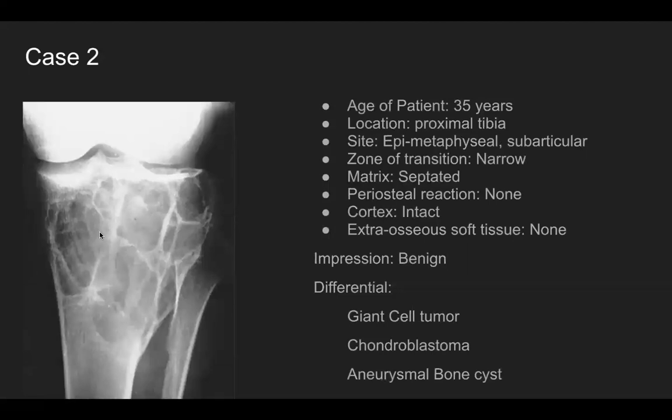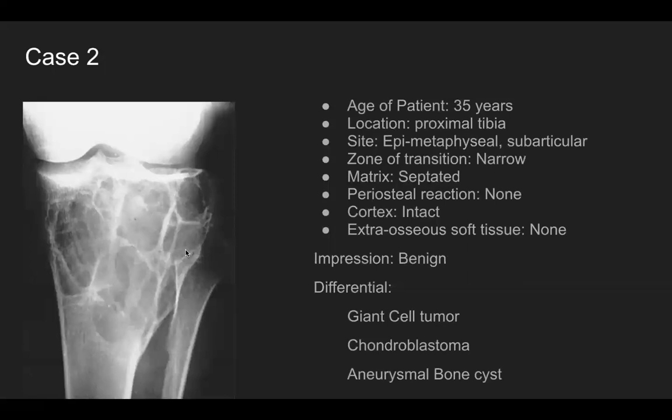So, narrow zone of transition in a young patient, not less than 30 years, but okay, towards 35, towards 30 almost. I think this tumor is a benign tumor, and this is a characteristic appearance of giant cell tumor.